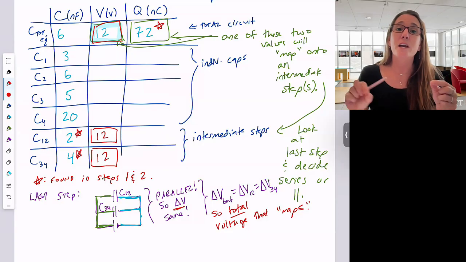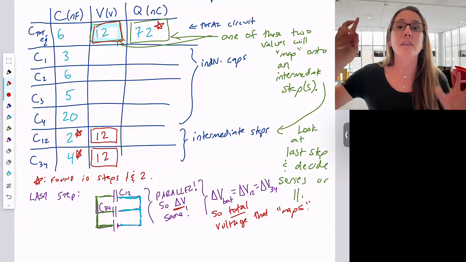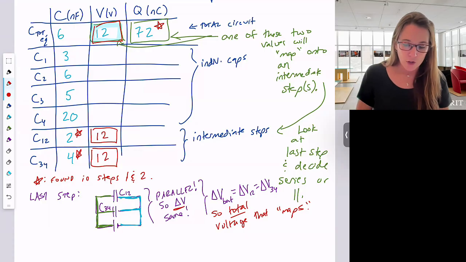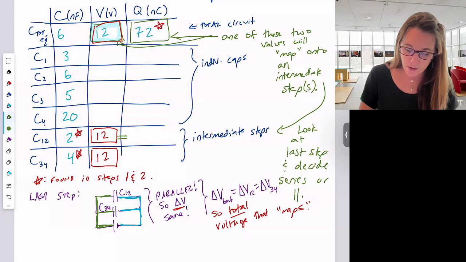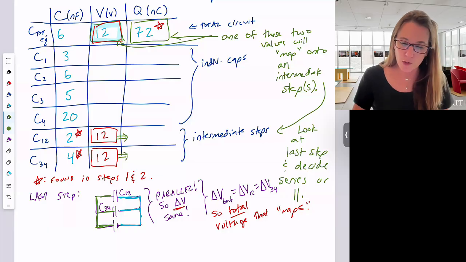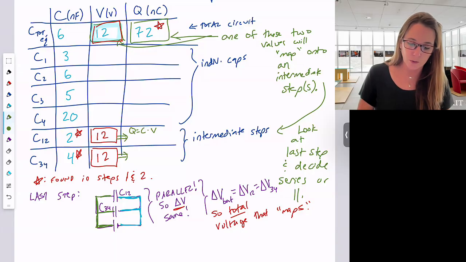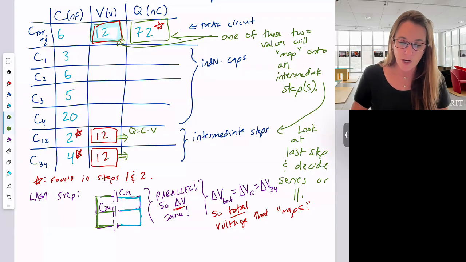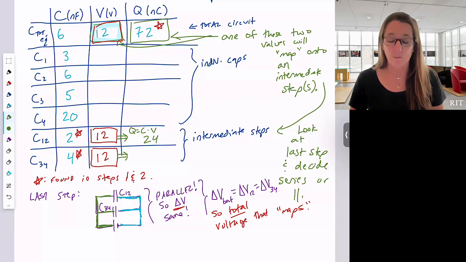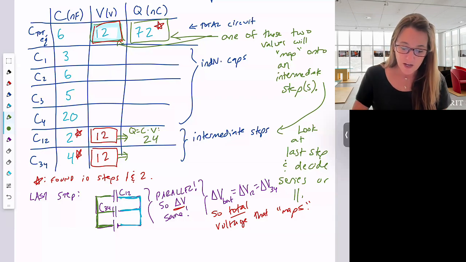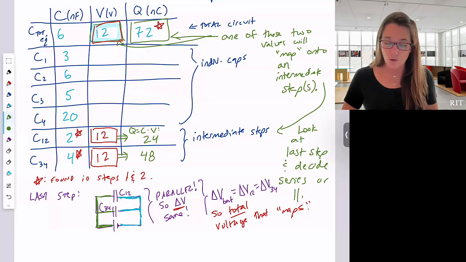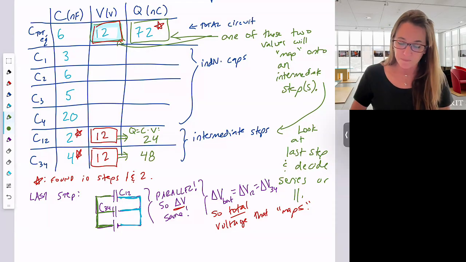And now we have just started a little windy path logic puzzle through this table. So what we can do now is calculate a value, because we know that Q equals C times V. So Q12 is equal to its capacitance times its voltage. Here I'd have 4 times 12, so I get 48. So you just calculate these.